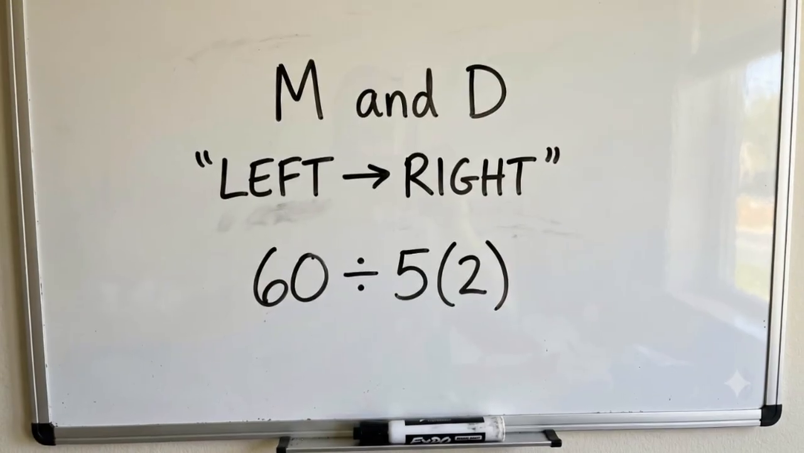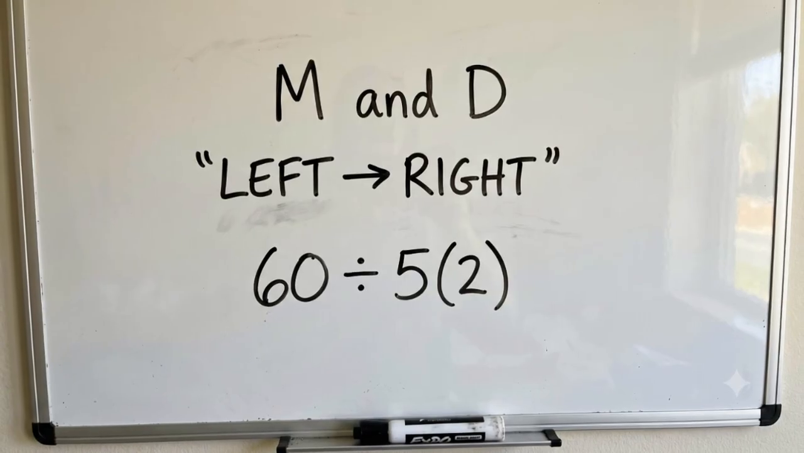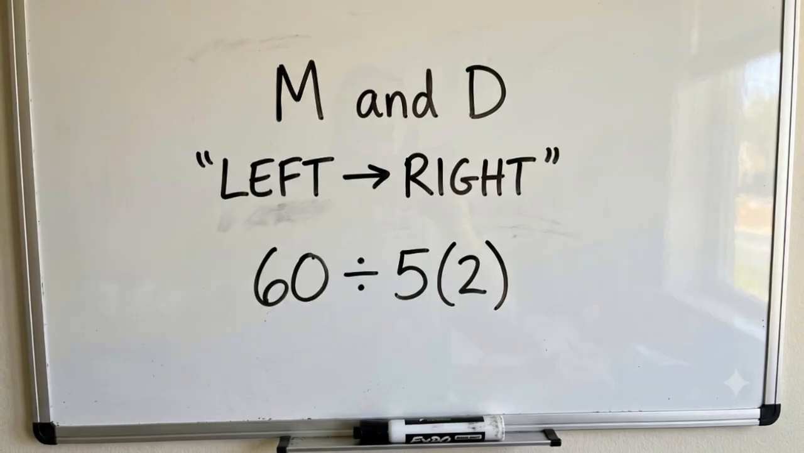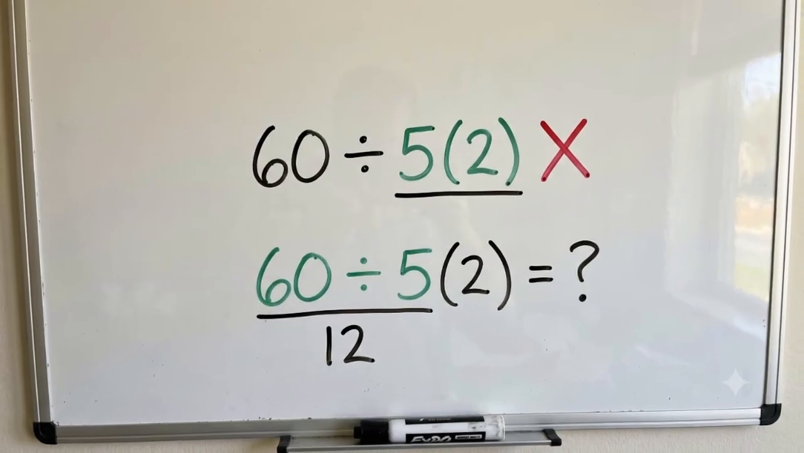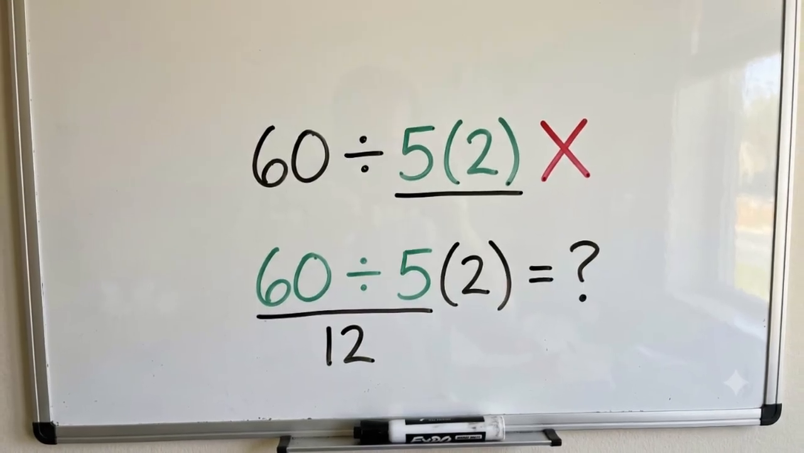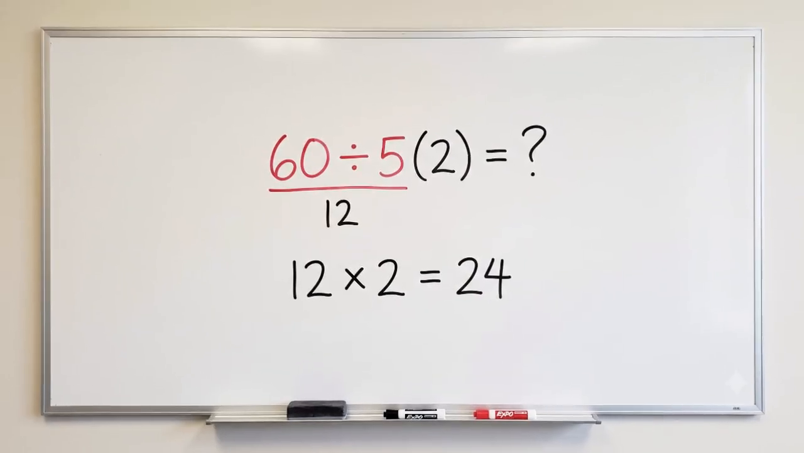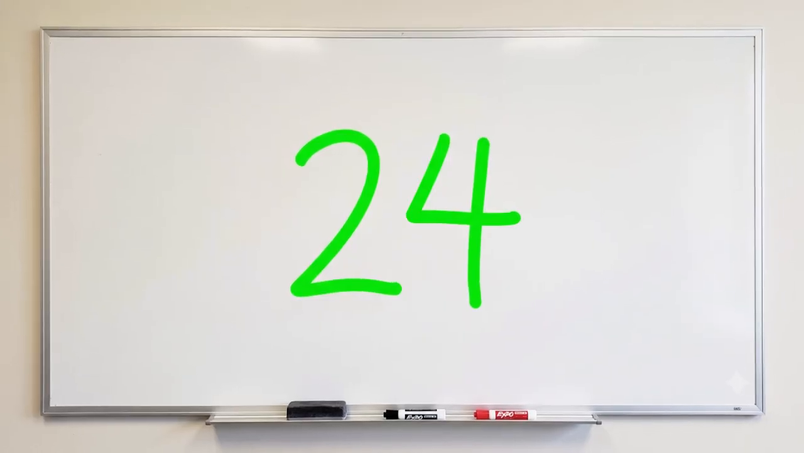After parentheses, PEMDAS says multiplication and division, left to right. They have equal priority. So we don't do 5 times 2 first. We go left to right. 60 divided by 5 first. That's 12. Then we multiply by 2. The correct answer isn't 6, it's 24.